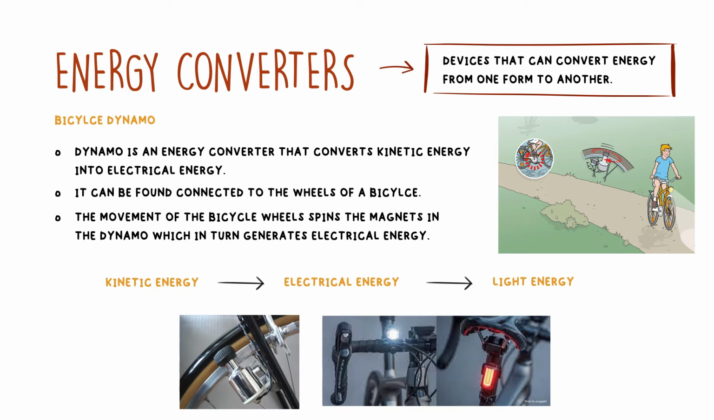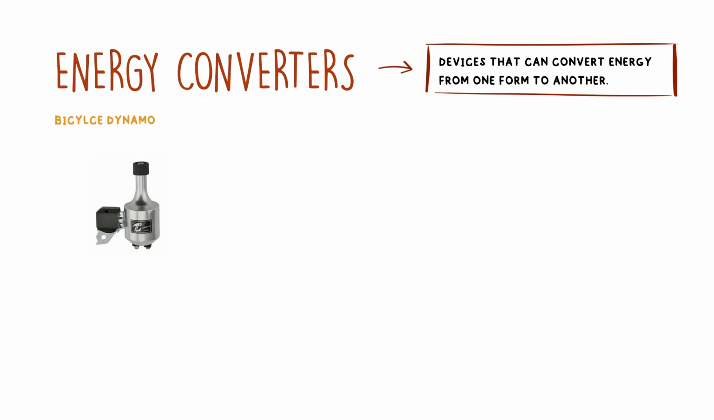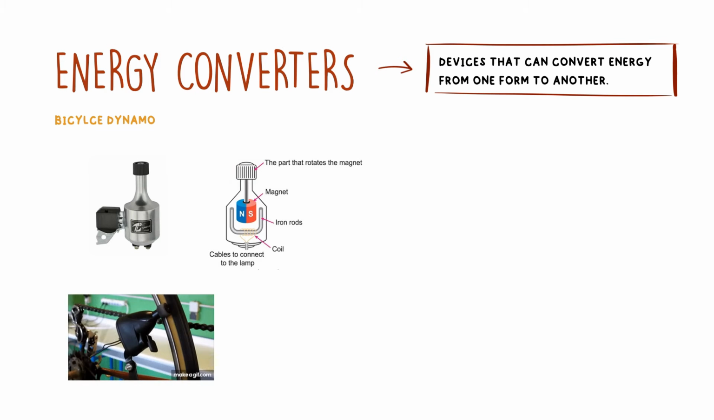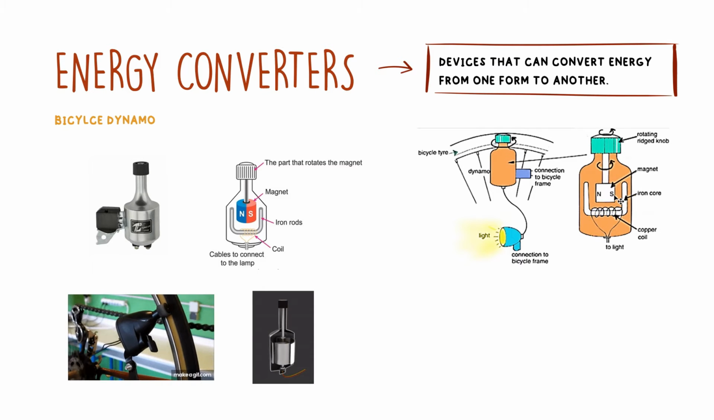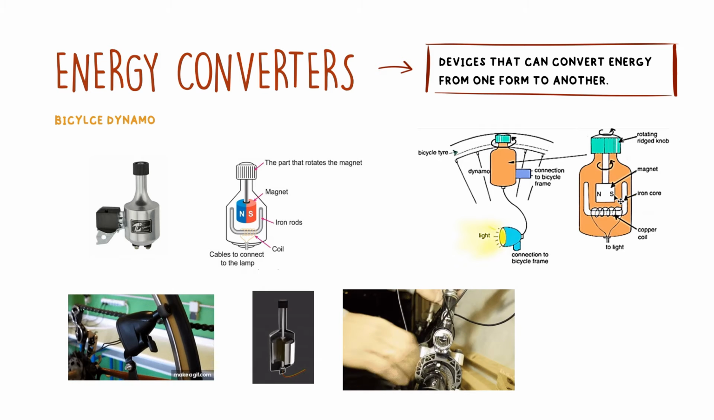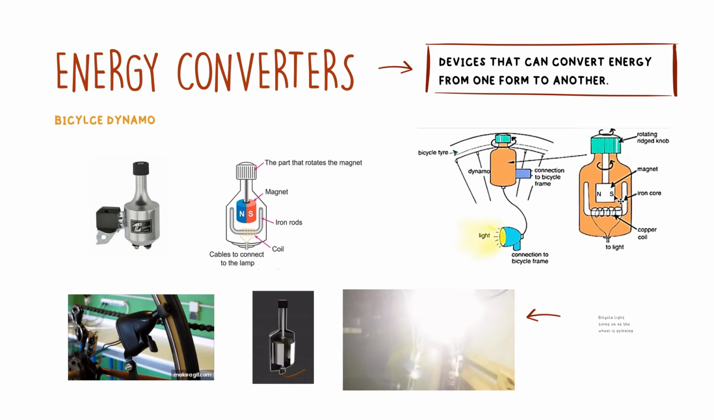Let's look at a more detailed explanation of how a bicycle dynamo works. The inside of the dynamo consists of a magnet, iron rods, and coils of metal wire. The magnet is attached to the top part of the dynamo that touches the wheel of the bicycle and can rotate the magnet when the wheel is spinning. Magnetic force from the rotating magnet induces electrical energy through the iron rod and coils of metal wire and is converted into light energy.